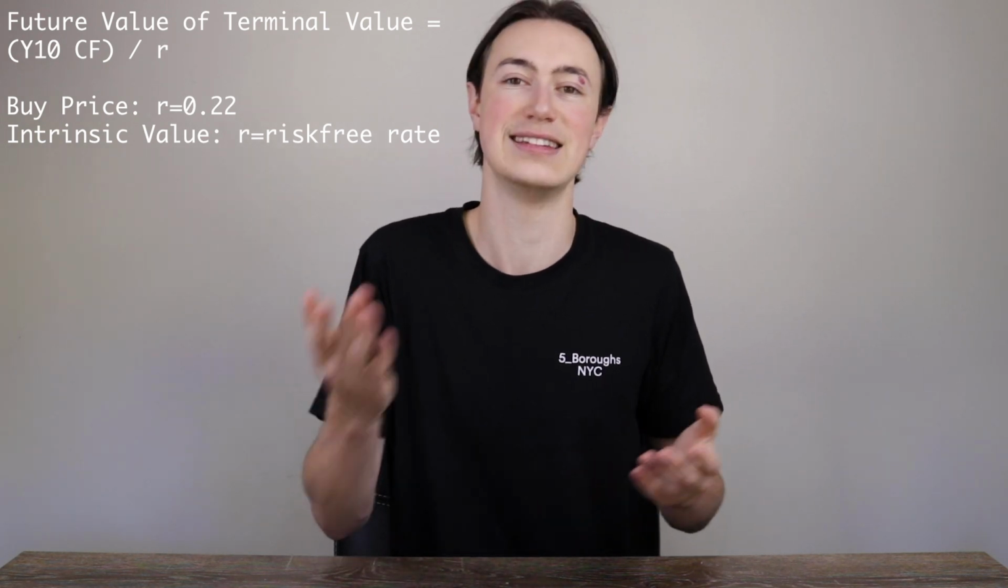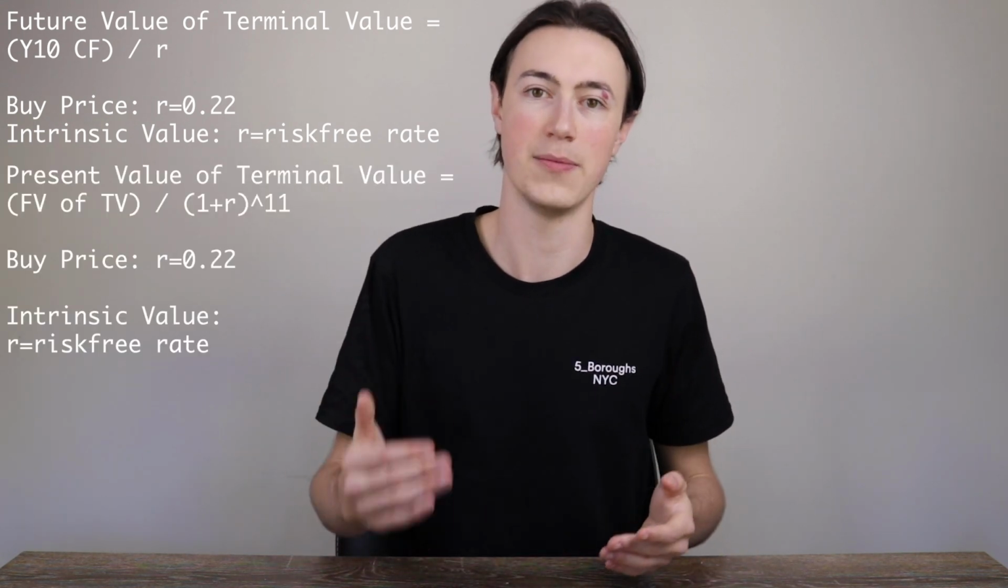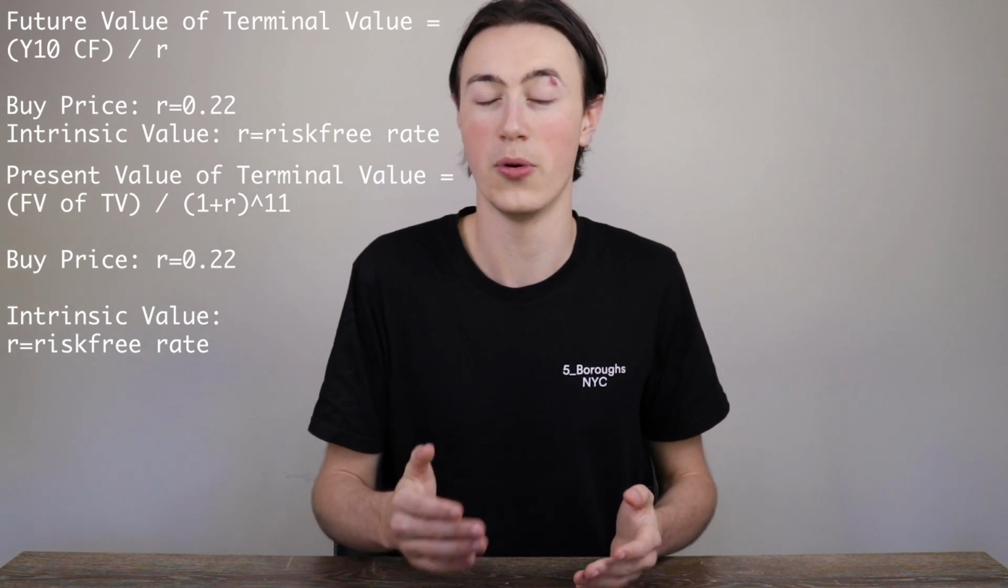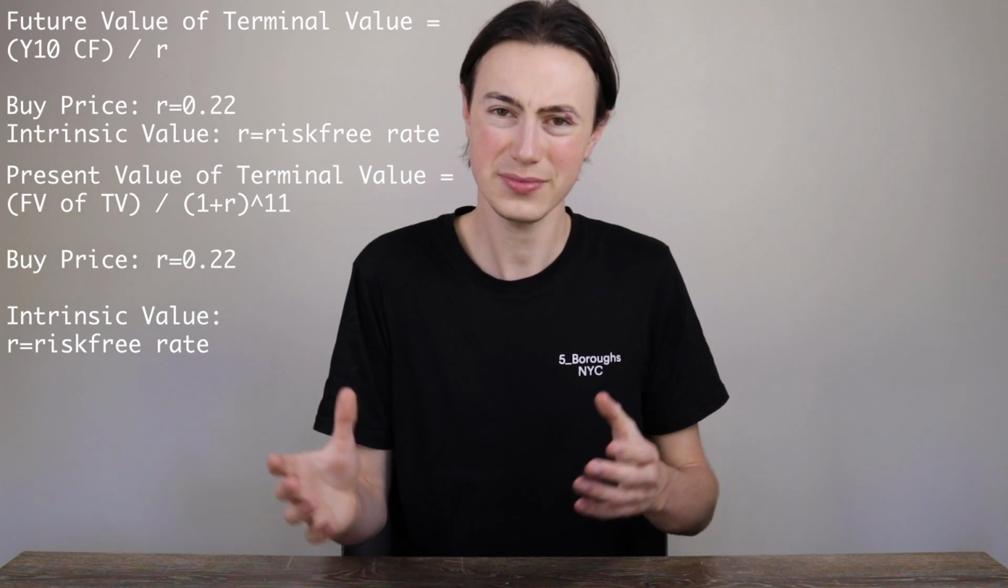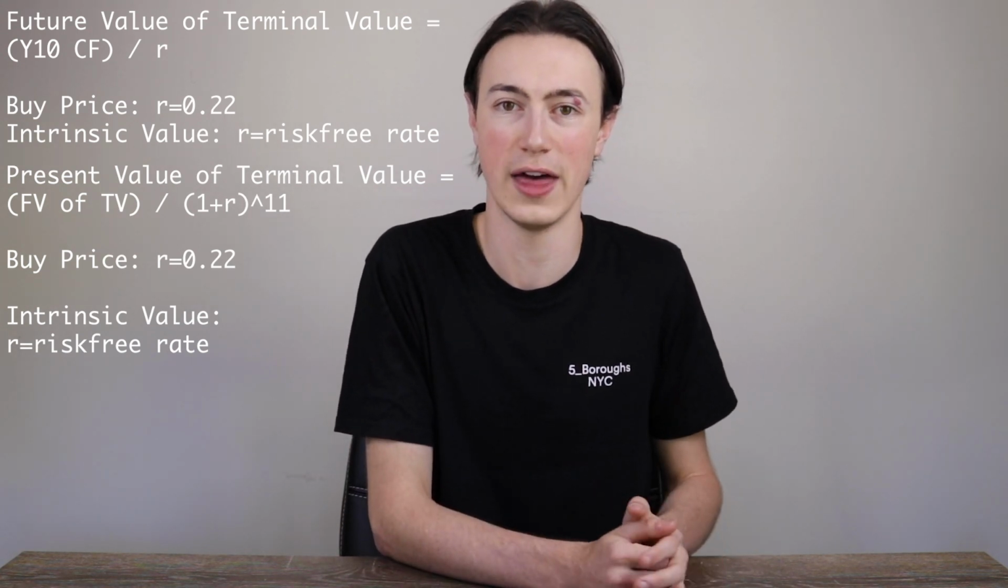And then again, we need to discount that back to the present day, meaning we need to again divide it by 1.22 to the power of 11 if we're using a 22% discount rate. And that way we can get the present value of that terminal value.